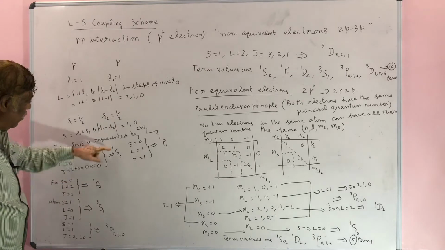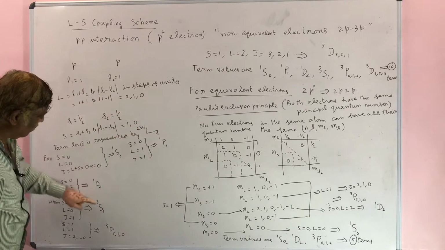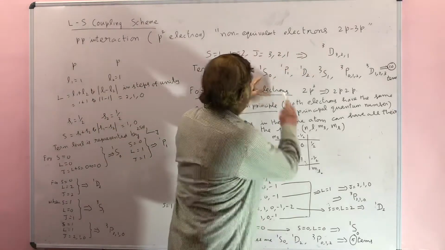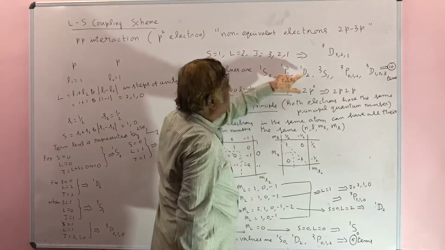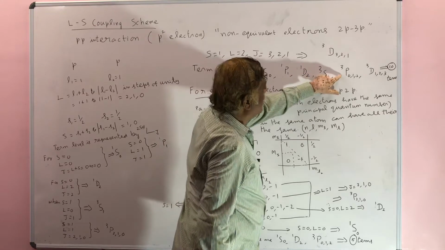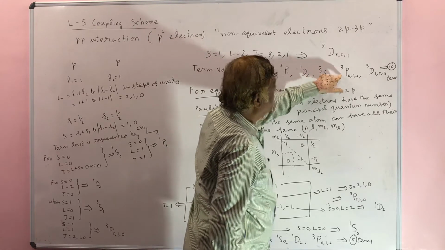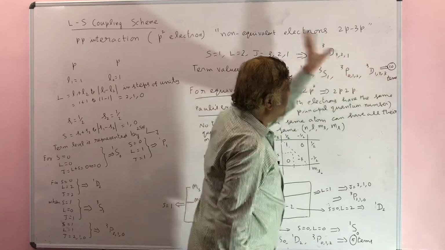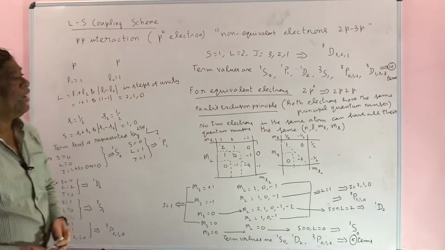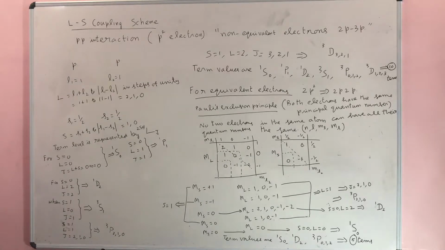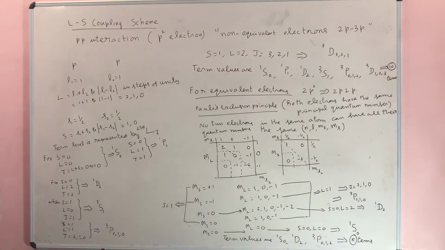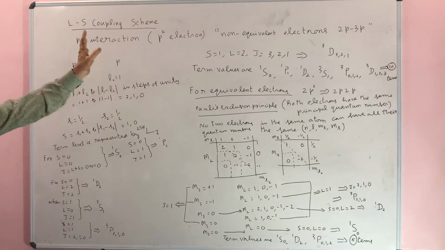So this is 1, 2, 3, 4, 4 plus 3, 7, 7 plus 3, 10. So the terms are 1S0, 1P1, 1D2, 3S1, 3P0, 3P1, 3P2, 3D1, 3D2, 3D3. These are 10 different terms that arise because of the interaction of 2 electrons in the p state if the 2 electrons have different principal quantum numbers.